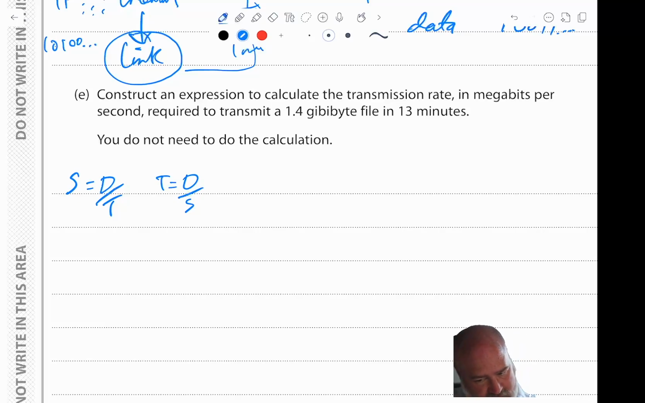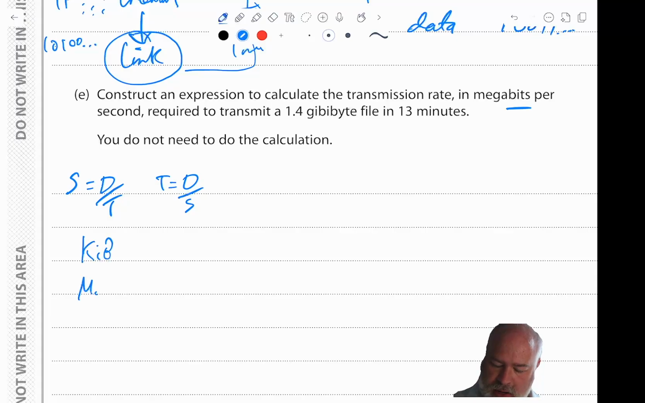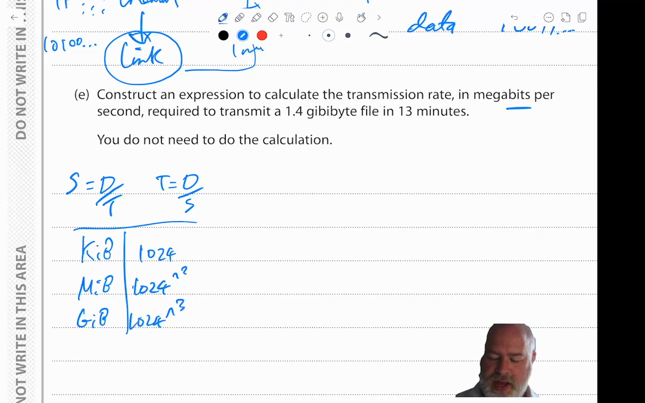Construct an expression to calculate the transmission rate in megabits per second. Megabits, not bytes. Okay, when we're dealing with networks, it's megabits per second, required to transmit a 1.5 gigabyte file. So we've got to be careful. We've got to remember, like we did earlier, what all of these are. 1024, 1024 to the power of 2, 1024 to the power of 3. You just got to remember that. 2 to the power of 10, 2 to the power of 20. You've got to remember all of this before your exam.